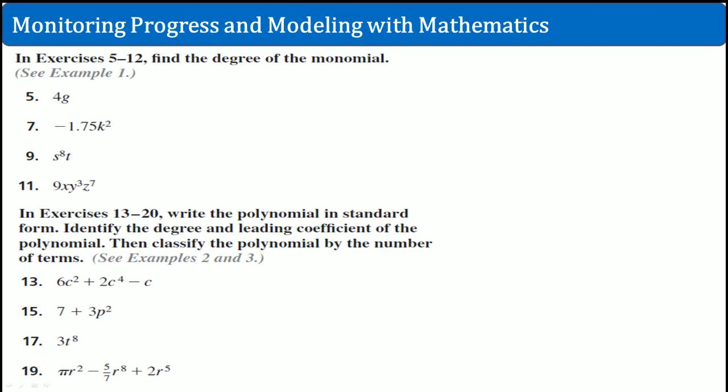Here we are going to monitor our progress and we're going to model with some mathematics. Okay, here in this exercise, you're going to find the degree of these monomials. Here I only have 4 problems, 5, 7, 9, and 11. And if you need help on this, please look back at example 1's video. Okay, so let's look at the degree here.